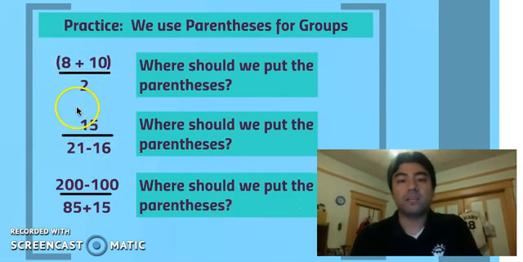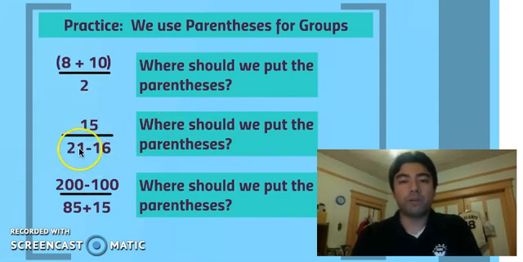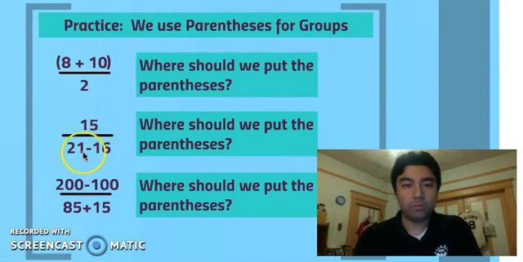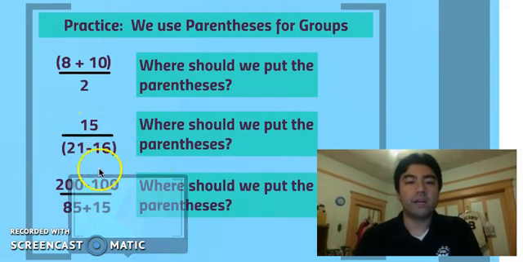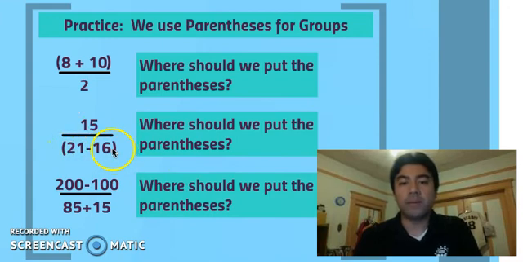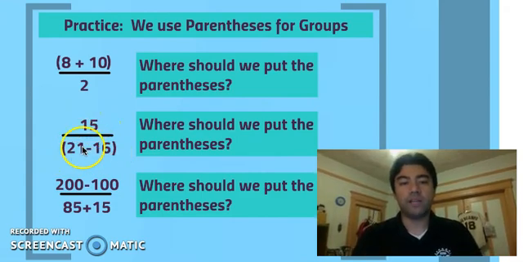All right, let's look at the second expression. Where should we put parentheses around here? Where do you see the group? Right there, okay? On the denominator, 21 minus 16 is one group. So 15 divided by this group, okay?